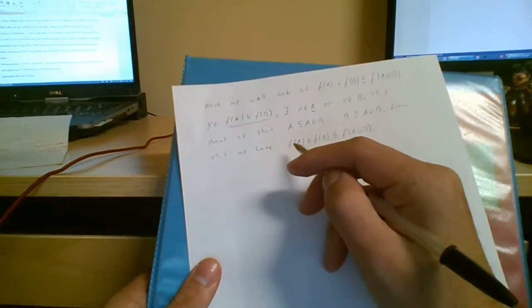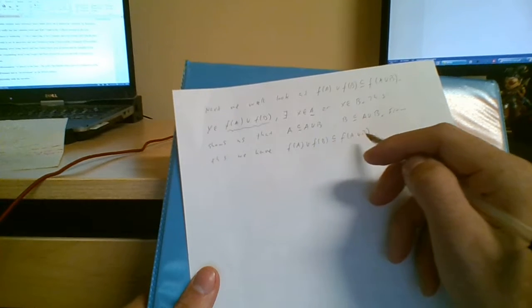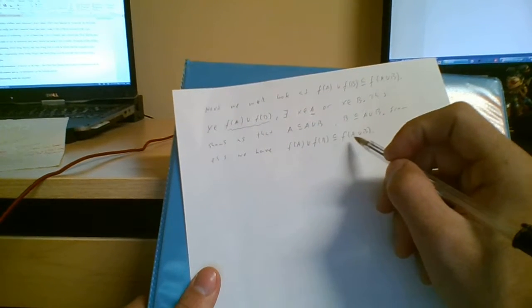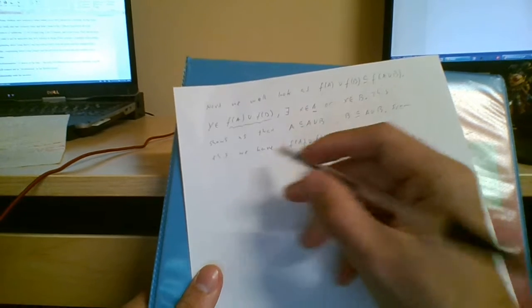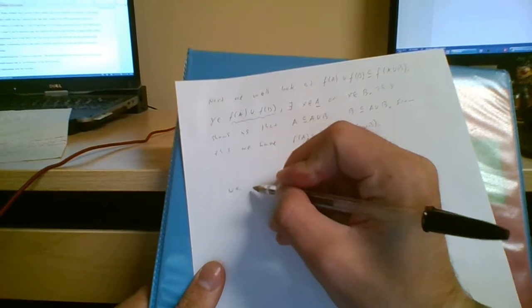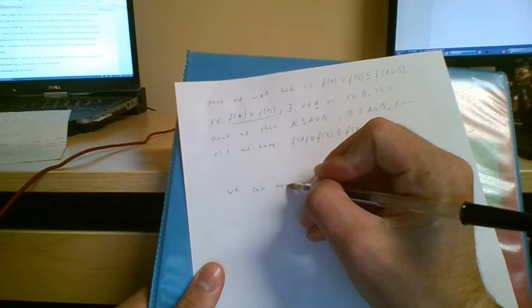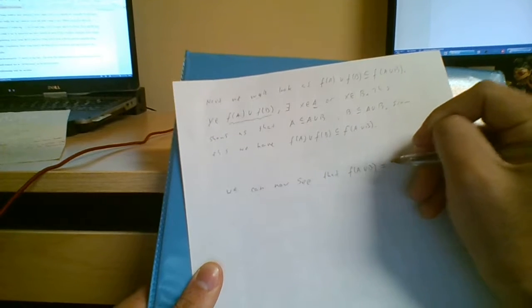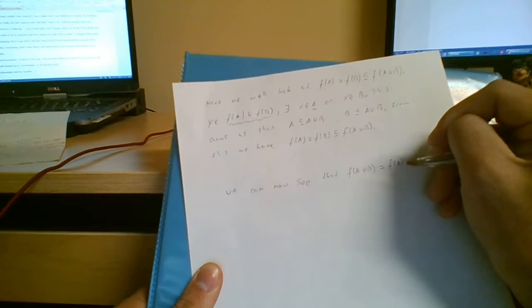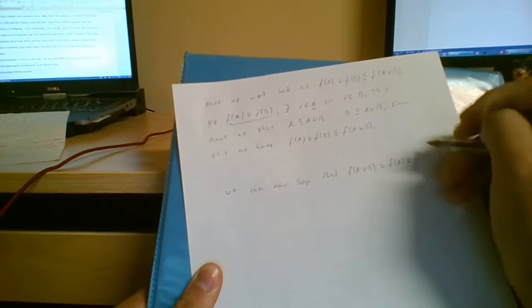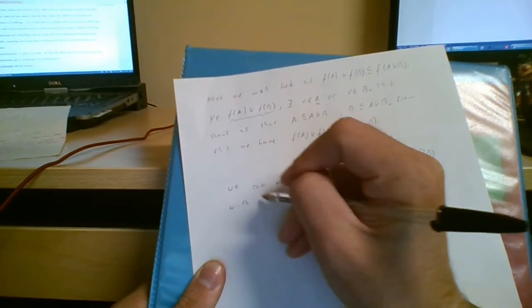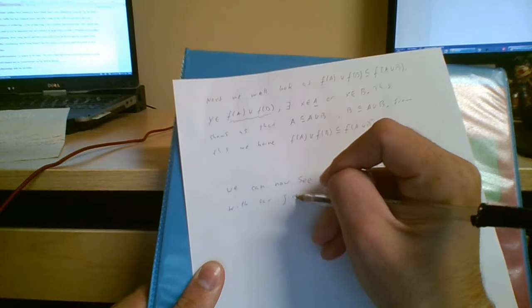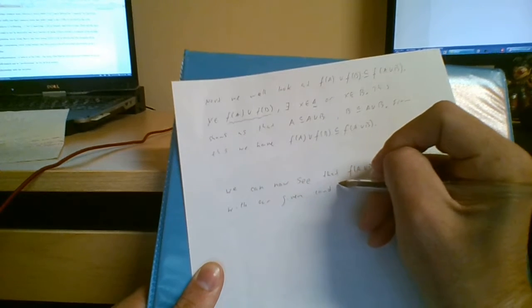And since we've proven that both f of A union f of B is a subset of f of A union B, and we proved that f of A union B is a subset of f of A union f of B, we can now see that f of A union B is equal to f of A union f of B with our given conditions. And there we have our proof.